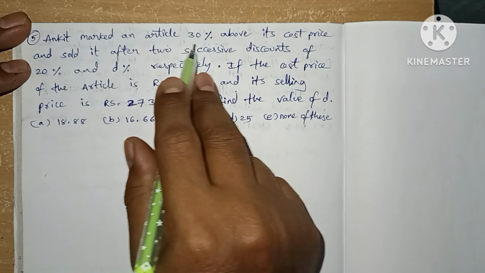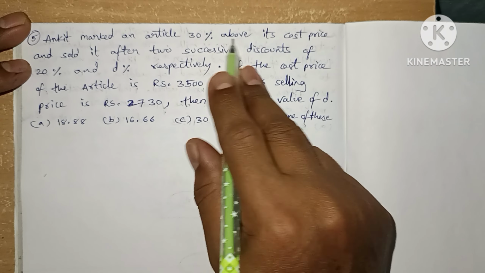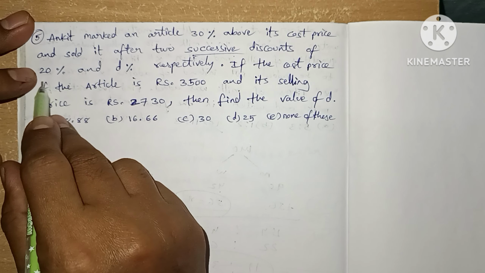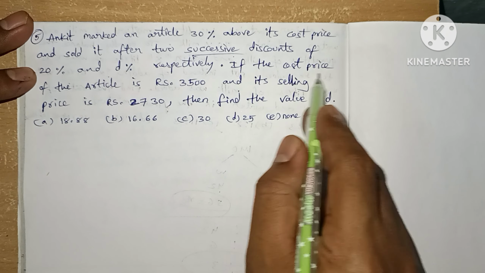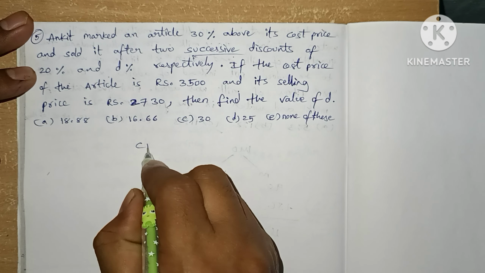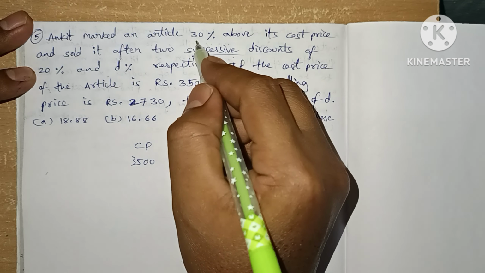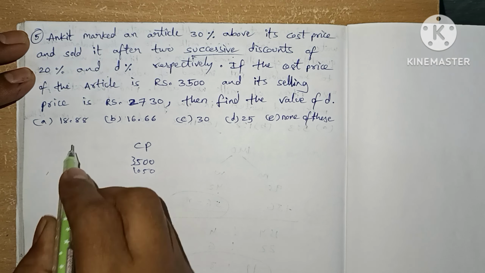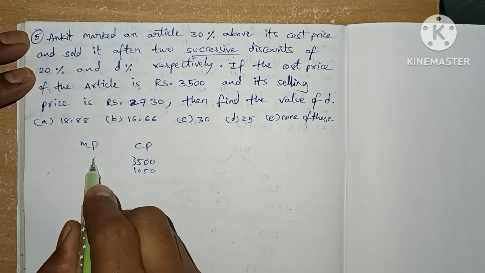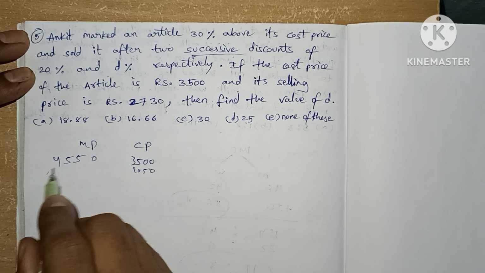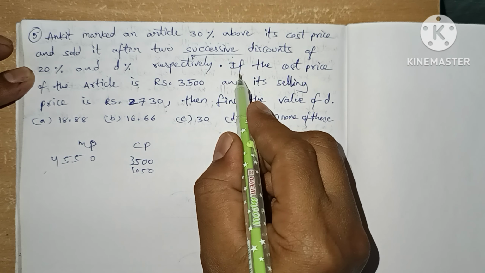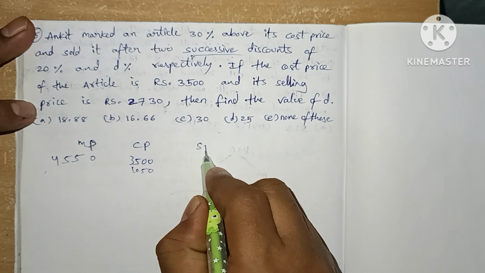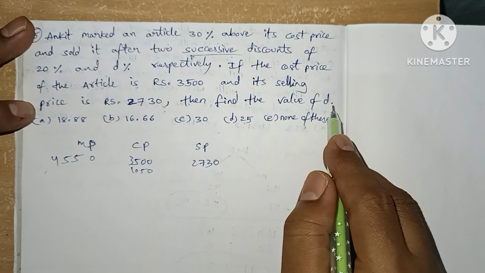Question number 5. Ankit marked an article 30% above its cost price and sold it after two successive discounts of 20% and D% respectively. The cost price of the article is 3500. CP is 3500. 30% above its cost price means 350 into 3 times is 1050. Adding 1050 to this gives the marked price, which is 4550. Now if the selling price is 2730, then find the value of D.